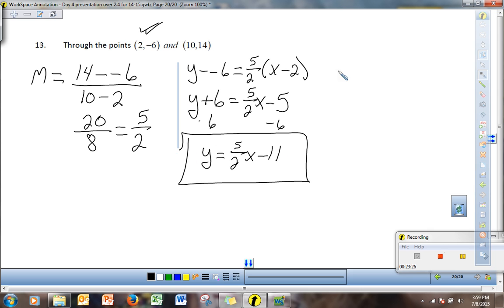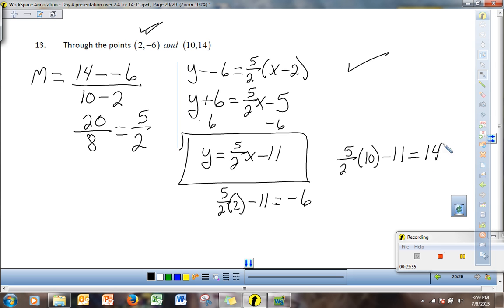To check these, which you'd want to do on any test or quiz, guys, plug in 2 right here. So you would go 5/2 times 2 minus 11 equal, and you better see a negative 6. If you don't, you messed up. And then you also have to go 5/2 times 10 minus 11, and you better see 14. If you don't, you messed up somewhere. Go find your error.